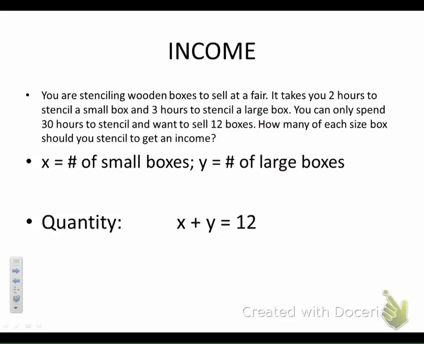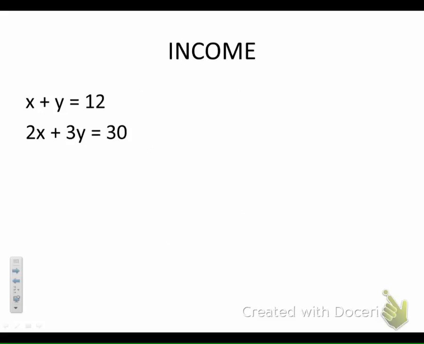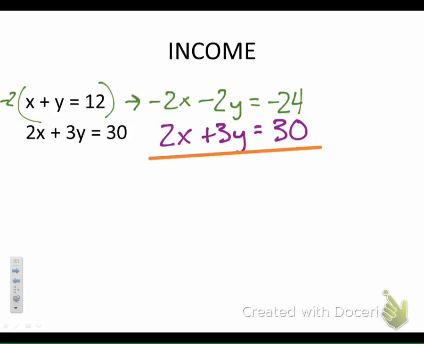Two equations. One is the quantity. If you add them together, I'm only going to do 12 boxes. The other is dealing with your hours. 2 hours per small, 3 hours per large, a total of 30 hours. So whenever you eliminate, we end up having 6 large. So if I go back up, if there's 6 large, what plus 6 gets you 12? That means the other one has to be 6. We're looking at 6 small, 6 large.